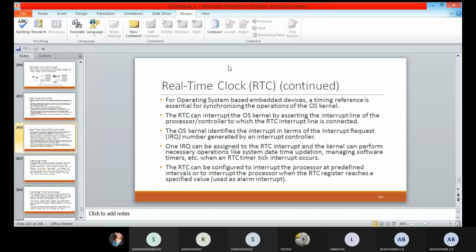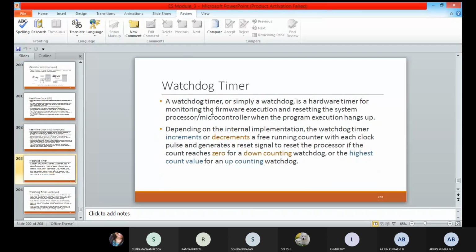Now today we are going to discuss the next component, the watchdog timer. This is a very familiar component used in all microcontrollers and microprocessors. A watchdog timer is simply a hardware timer for monitoring the firmware execution and resetting the system, processor or microcontroller when the program execution fails. That is the function of the watchdog timer.